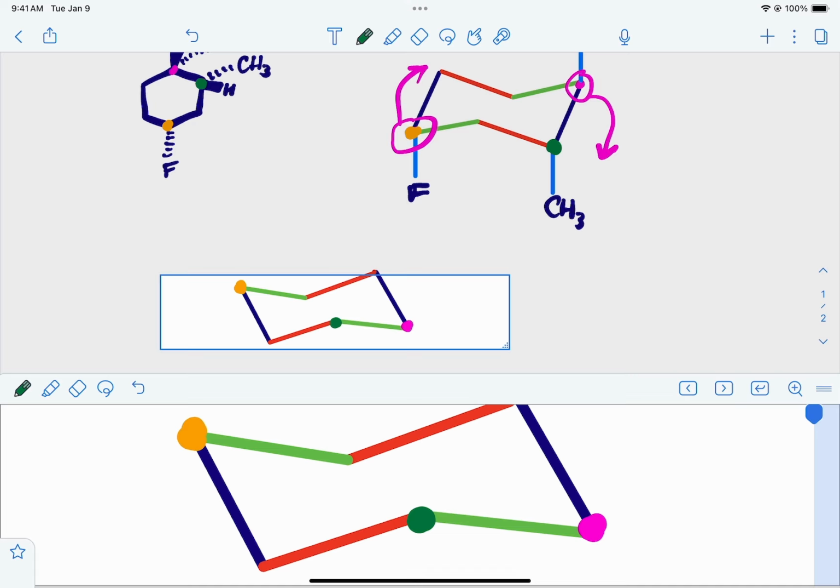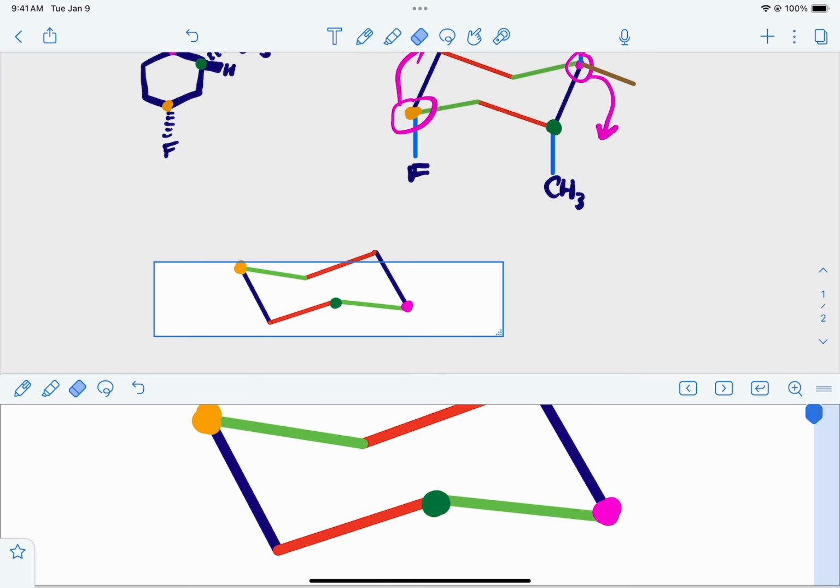Now, the rule for this is when you flip a chair, all of your axial groups originally end up equatorial, and all of your original equatorial groups end up axial. Okay, that's the rule. You'll also see that groups that were up in the first chair are up in the second chair. Okay, that's very important. A group that is up will always be up, even when you flip a chair. What changes is whether it's going to be axial or equatorial. Same with a group down. If a group is down in one chair, it's going to be down in the other chair, but it will change from axial to equatorial or from equatorial to axial. So you'll see that here.